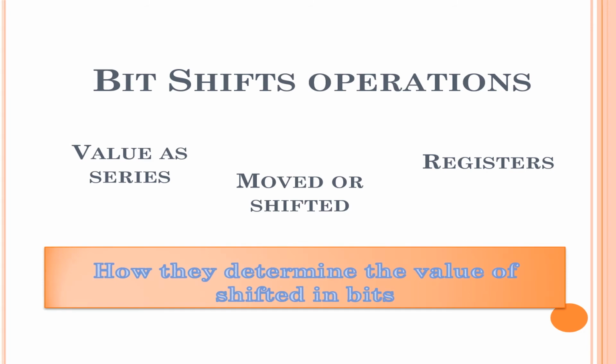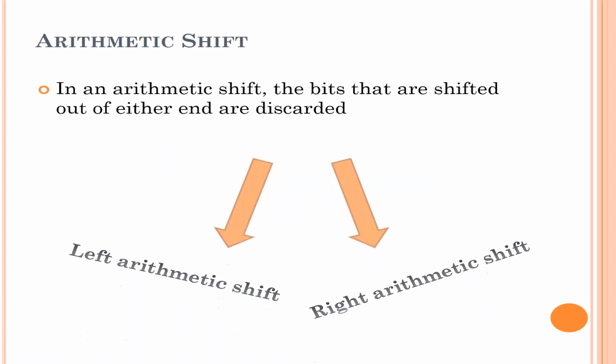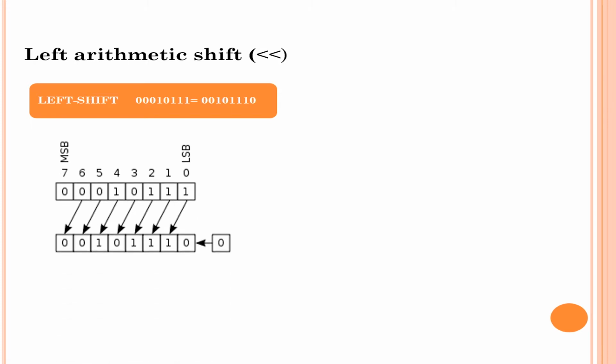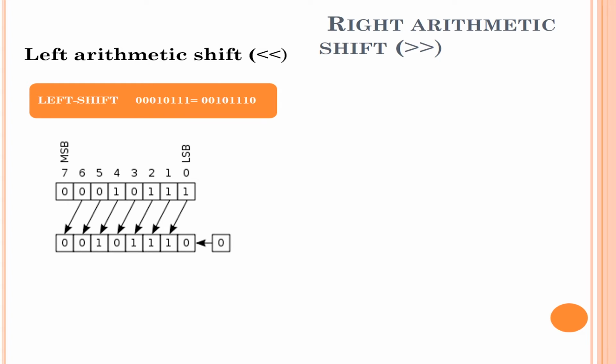The first type of shift operation is arithmetic shift. In an arithmetic shift, the bits that are shifted out of either end are discarded. Next is the left arithmetic shift. In a left arithmetic shift, zeros are shifted in on the right. Just look into the example. Left shift 00010111 is equal to 00101110.